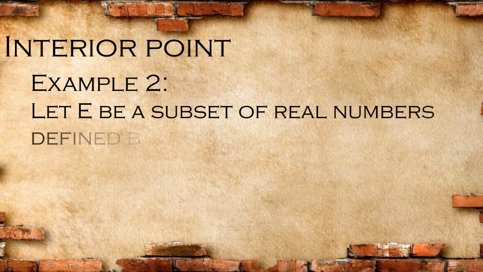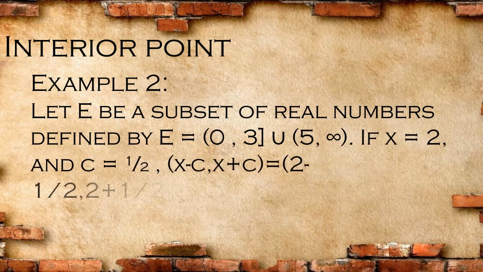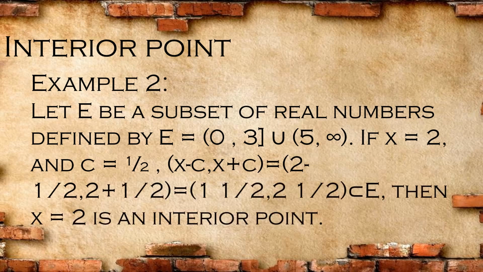For our second example, let E be a subset of real numbers defined by E is equal to the interval open 0 and closed 3, union with the interval open 5 to positive infinity. If x is equal to 2 and c is equal to 1/2, the open interval x minus c, x plus c is equal to 2 minus 1/2, 2 plus 1/2, which is equal to the open interval 1.5 and 2.5, which is a subset of E. Then x is equal to 2 is an interior point.